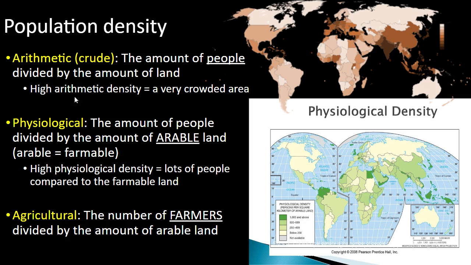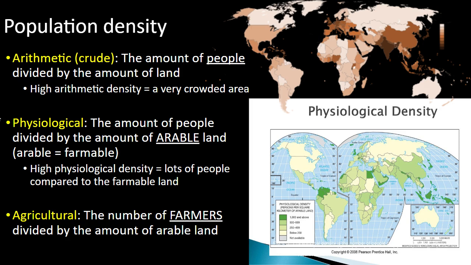So if you have a high arithmetic density, it means you live in a crowded area. So in 1 square mile, let's say 1,000 people live in 1 square mile. Yeah, that's pretty high density. That's arithmetic density. You're comparing people to the amount of land, just land.